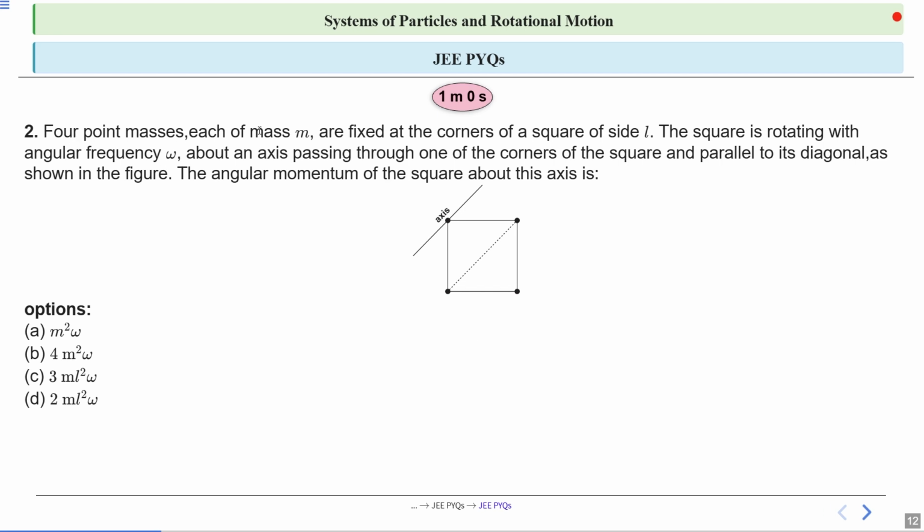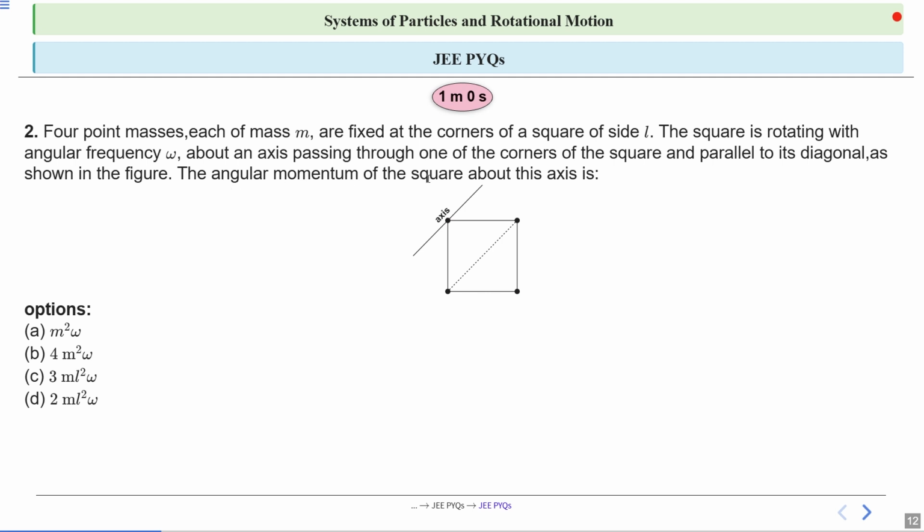Four point masses, each of mass m, are fixed at the corners of a square of side L. The square is rotating with angular frequency omega about an axis passing through one of the corners of the square and parallel to its diagonal, as shown in the figure. Look at here, each mass is fixed at the corners.